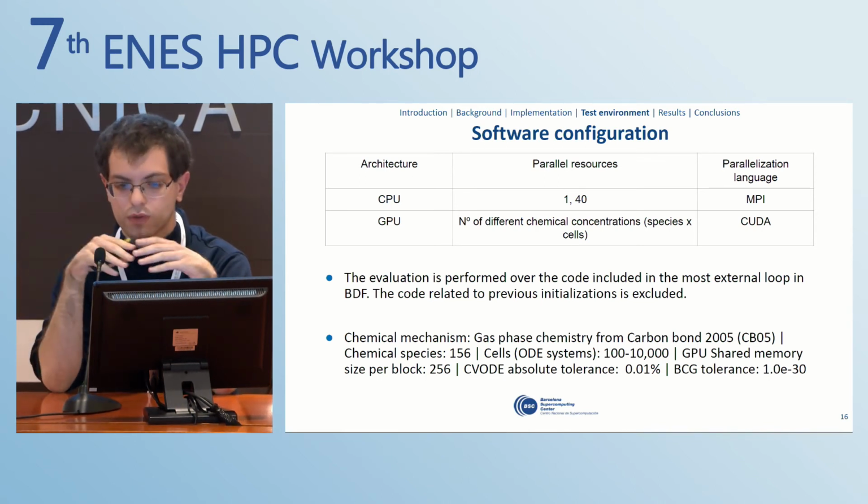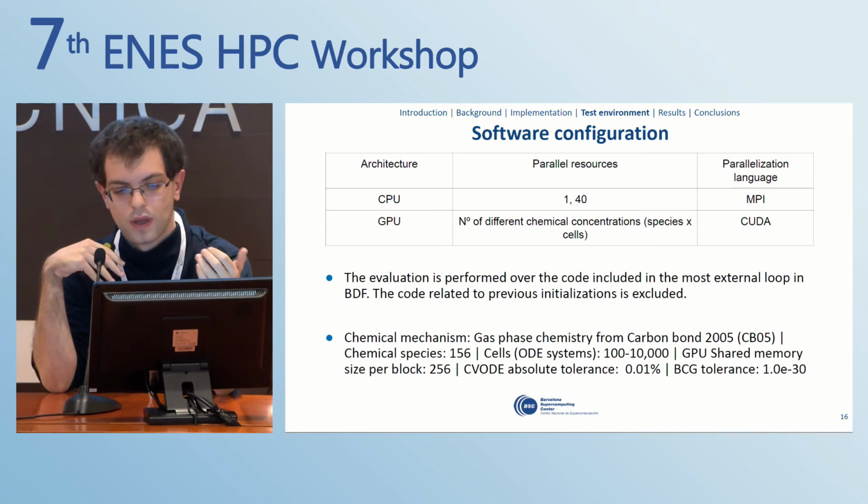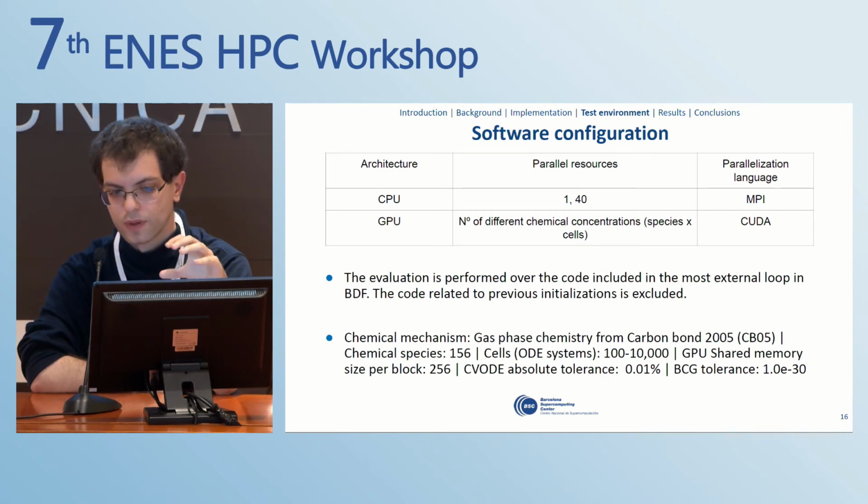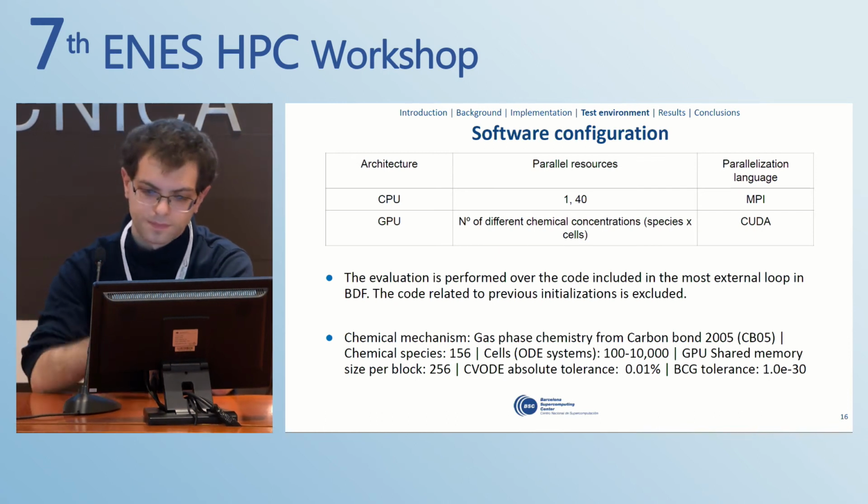Then there are also some common configurations. For example, we are translating the main loop of the backward Euler formula. So we are not translating the previous initialization, like, for example, the calculation of the DT or something like that. And for the chemical mechanism, we are testing a gas phase chemistry, Carbon Bond 5, with 166 species, and the number of cells from 100 to 10,000, and with a tolerance of 0.01%.